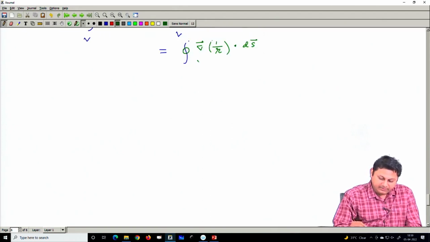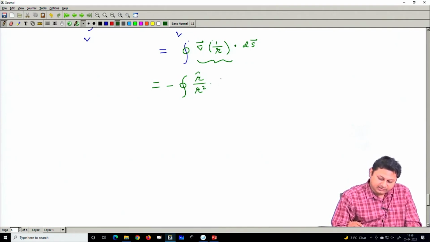So, if I make a divergence, I know what the value is. This value is minus of, still I have a closed integral, r unit vector over r square, and then the ds is simply r square sin theta d theta d phi, and this r unit vector, this is r.